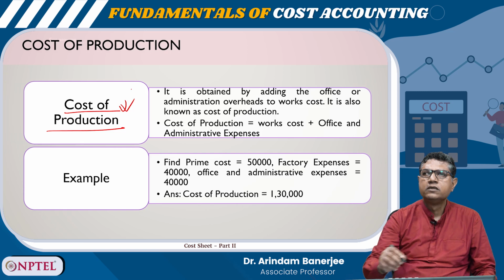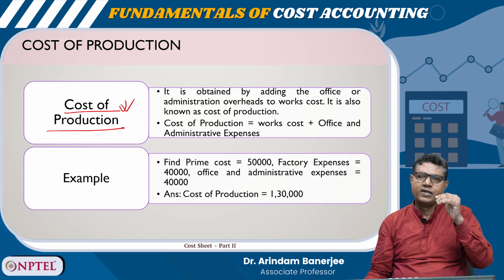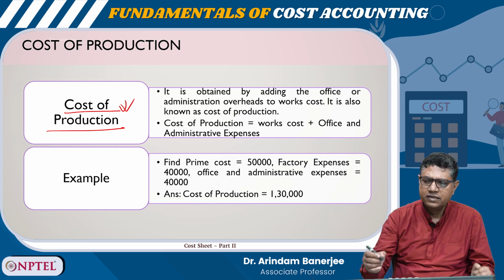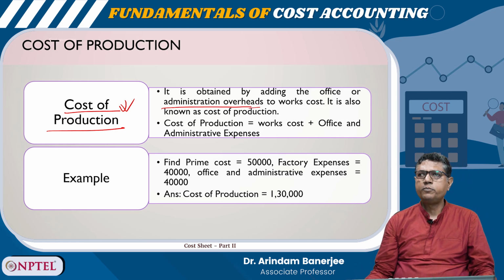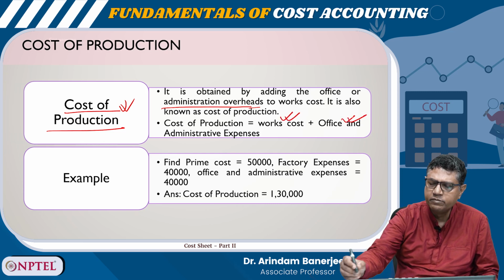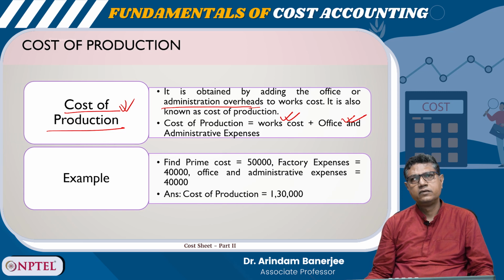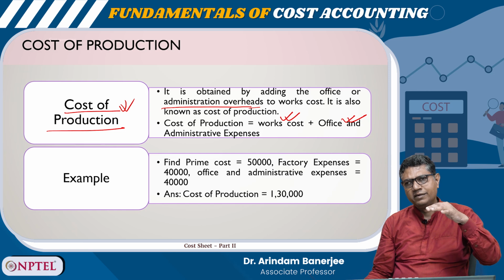The cost of production can be obtained by adding the office or administration overheads to works cost. So, we got the works cost, the total manufacturing cost. Now, we will add the administration overheads, right? So, cost of production is equal to works cost plus office and administrative expenses. Okay. So, first we have taken the prime cost. With the prime cost, we added the factory overheads. Now, we are adding the administrative overhead to it.